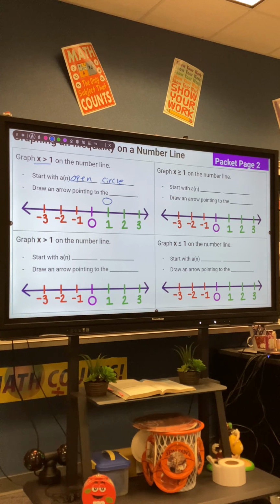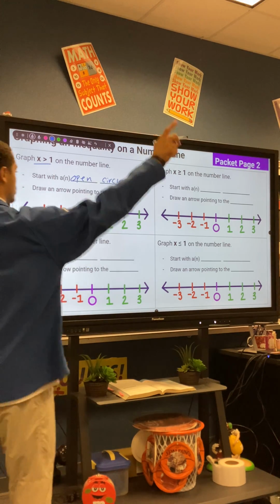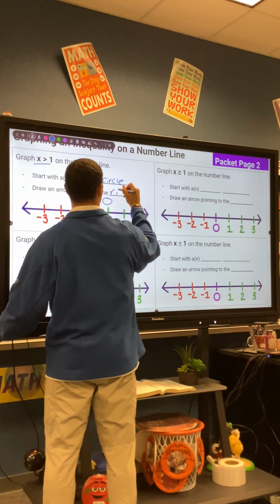Are your numbers greater than or less than? Anybody in the room? Somebody help me out. Eric, come on. Not left, because if it was left, it'd be less than. So since it's greater than, my arrow's gonna go to my right.